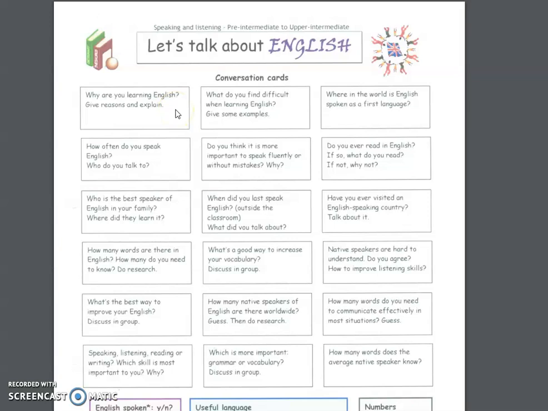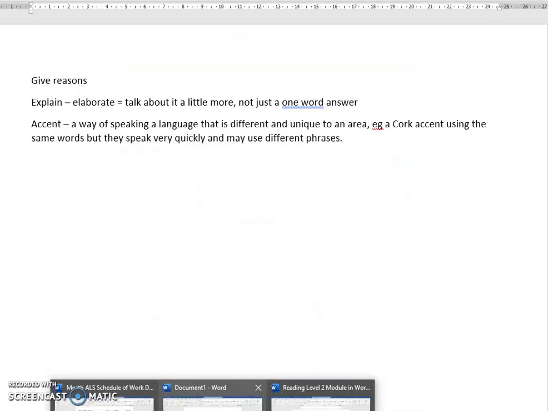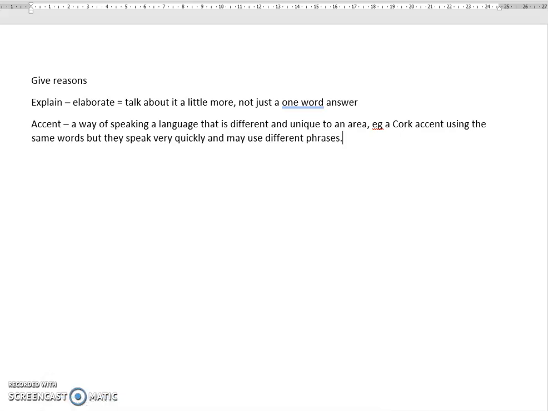Well, you have your own reasons. I'm going to suggest a few that may ring true with you. We're going to give reasons and explain. So they want you to elaborate. What does elaborate mean? Let's see. Elaborate means to talk about it a bit more. Don't just give a one-word answer. Give maybe a paragraph. So elaborate means talk about it a little bit more.